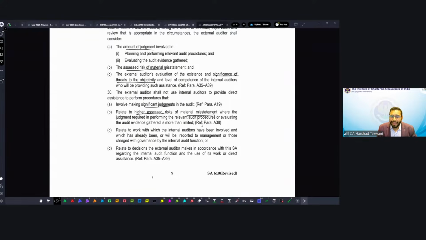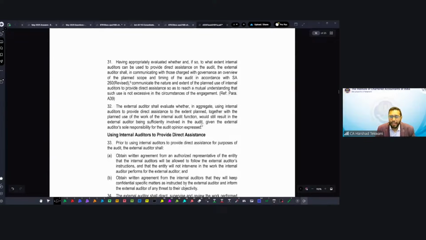Okay, we should be making the decisions. The external auditor should be making the decisions with respect to the direct assistance. That means we need to provide him the guidance, and we should be the one monitoring his work, not the management. But for that, we need to involve management. We need to take approval from the management that we will be involving the internal auditors, or taking direct assistance from the internal auditor. Is it fine with you? So management or those charged with governance will be informed, but the internal auditors will not be reporting to them.